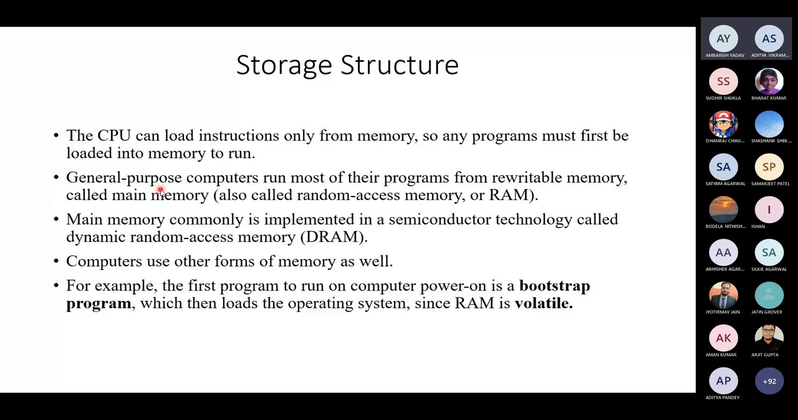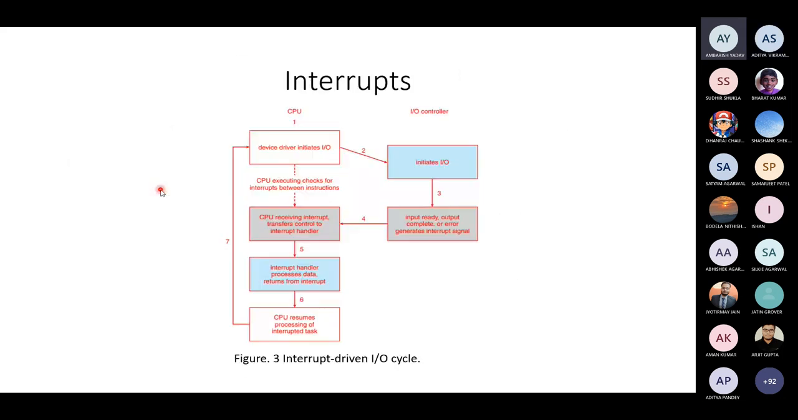Okay, sir. Sir, do all the instructions in the RAM have to pass through cache memory, or may some instructions go directly from the RAM to the processor? If it goes directly from RAM to processor, then the processor will have to wait until all the instructions are transferred from RAM to processor. It will take some time. Ideally, what happens is the instructions will be transferred to cache.